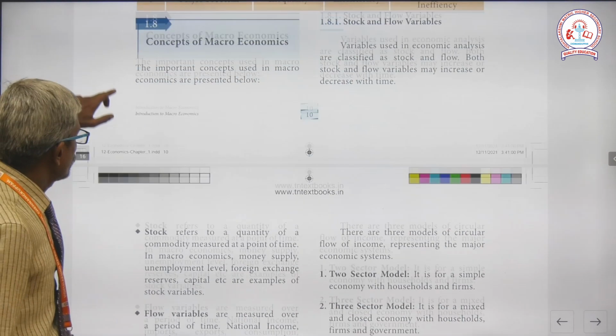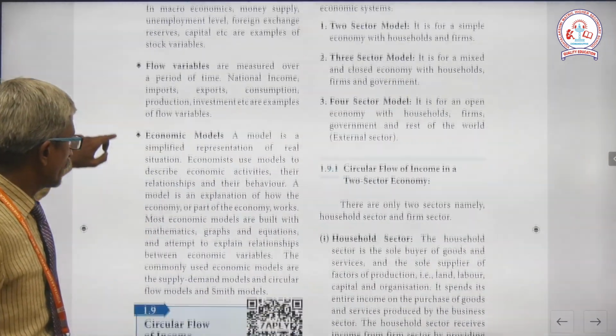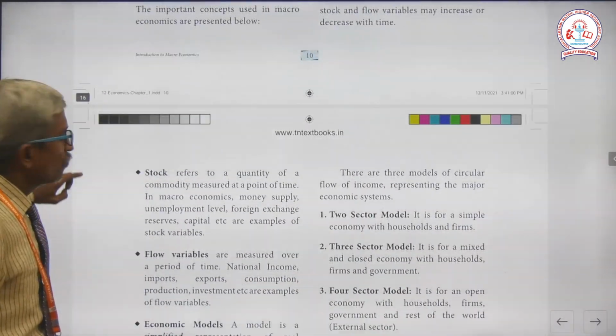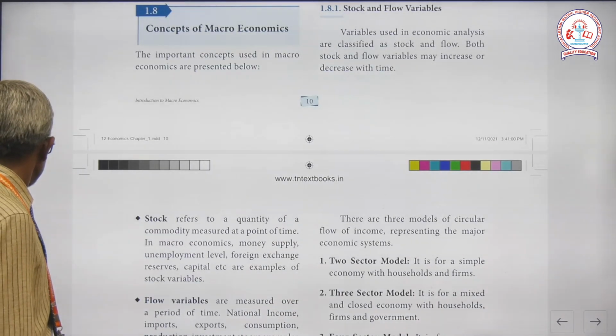The important concepts used in macroeconomics are totally three. What are they? Number 1, stock. Number 2, flow variable. And number 3, economic model. Okay.